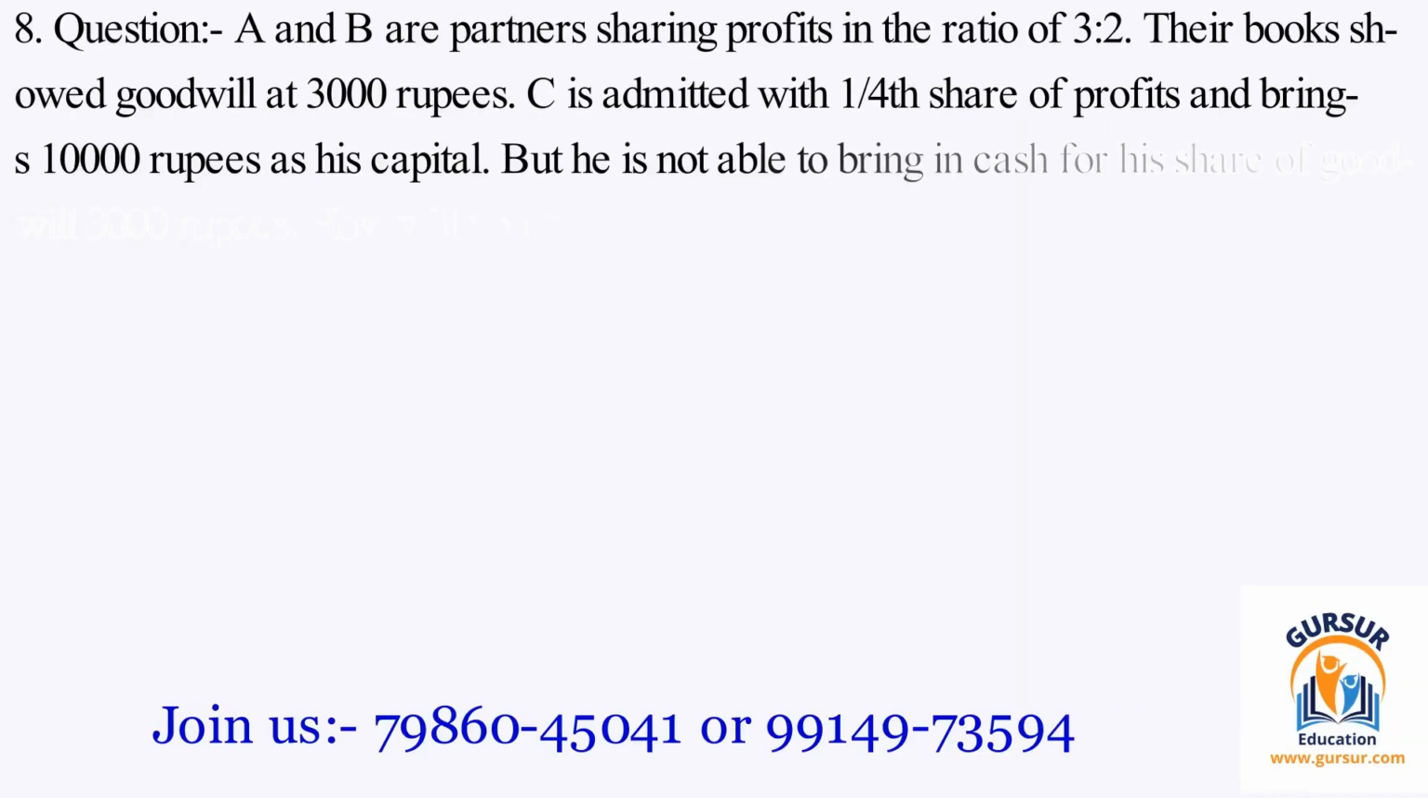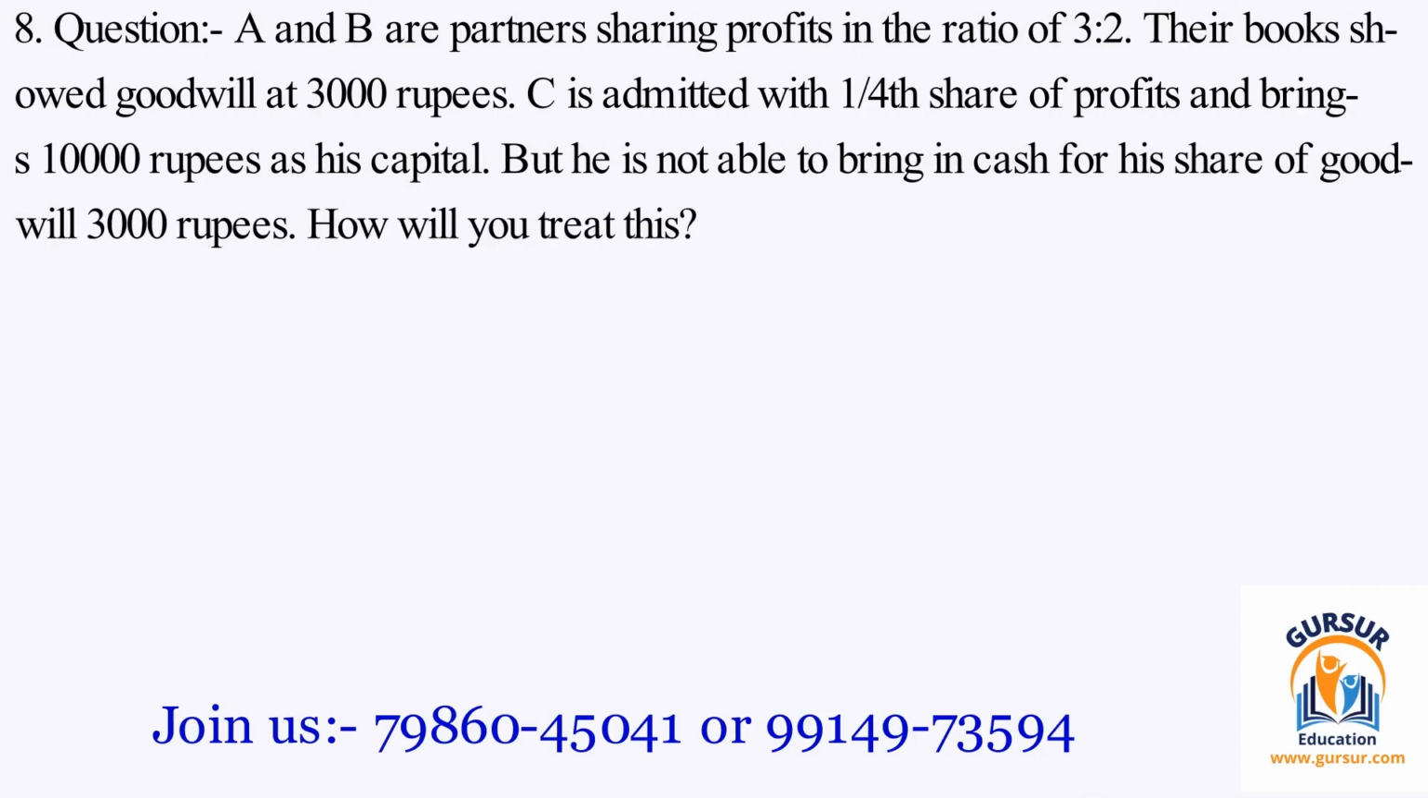Question number 8. A and B are partners sharing profits in the ratio of 3:2. Their books showed goodwill at 3,000 rupees. C is admitted with 1/4 share of profits and brings 10,000 rupees as his capital. But he is not able to bring in cash for his share of goodwill, 3,000 rupees. How will you treat this?